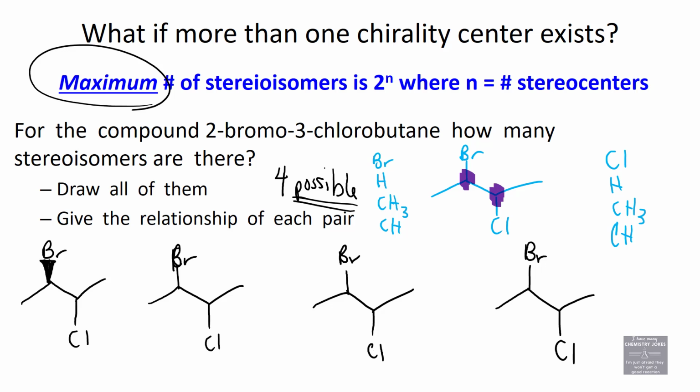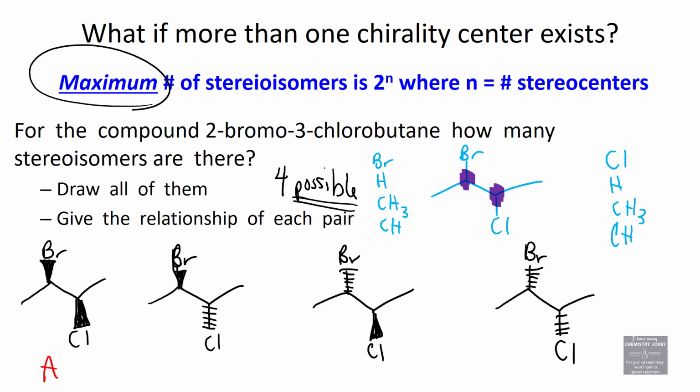Wedge my Br. Wedge my Br. Dash my Br. Dash my Br. Wedge my chlorine. Wedge my chlorine. Dash my chlorine. Dash my chlorine. Okay, then what? It says give the relationship of each pair.